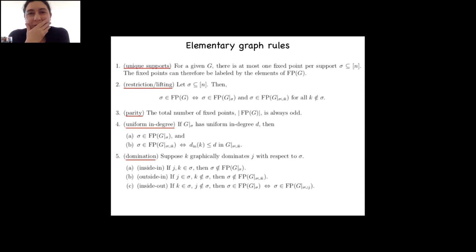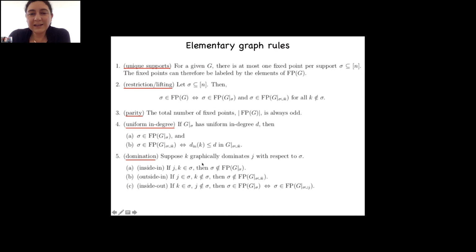What is FP of G? Yeah, FP of G is the collection of fixed point supports. So this is the collection of sigmas that support fixed points. It was defined on a previous slide. I apologize for not reminding what it is. So anyway, once you know FP of G, you know all the fixed points of the network. Okay, so this really is the collection of all the fixed points.